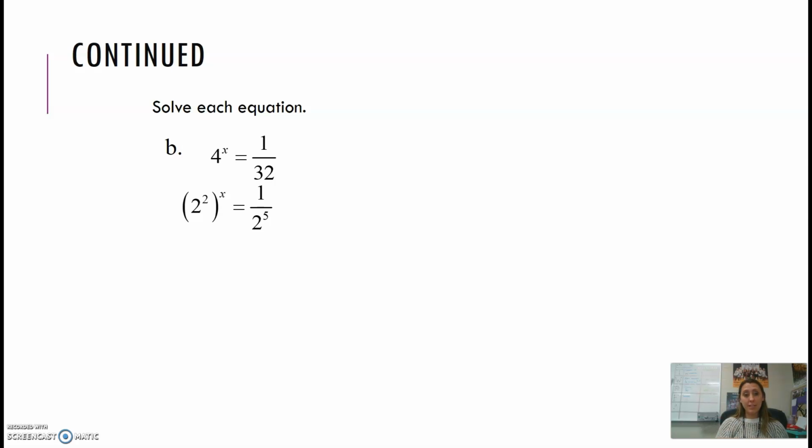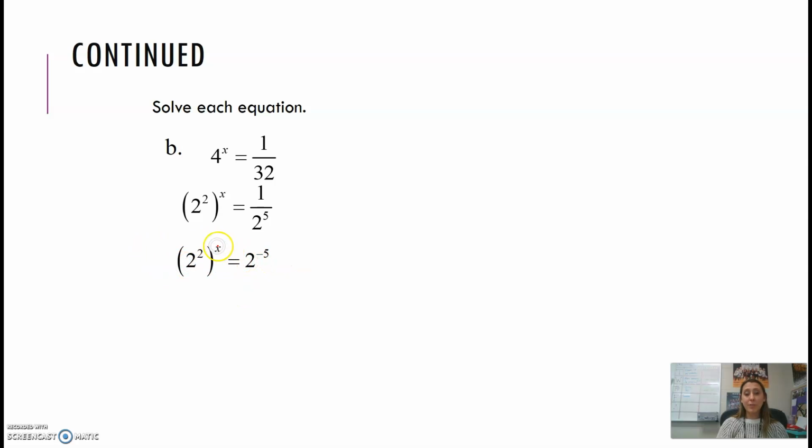I can move this to the top, and I will get 2 to the negative 5, right? So just like we did before, that's what we're going to do. So now my bases are the same. I've got a 2 over here and a 2 over here.